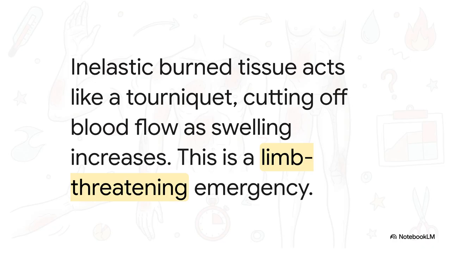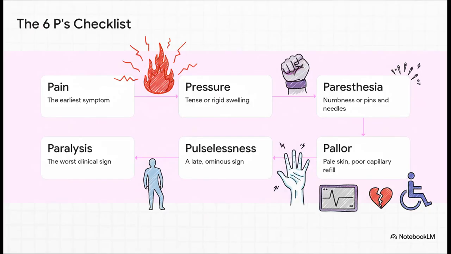That tough, leathery burn tissue, we call it an eschar. It basically acts like a tourniquet. As all the tissue underneath starts to swell from the injury, the pressure builds up, and it can completely cut off blood flow to the limb. So how do you spot this?